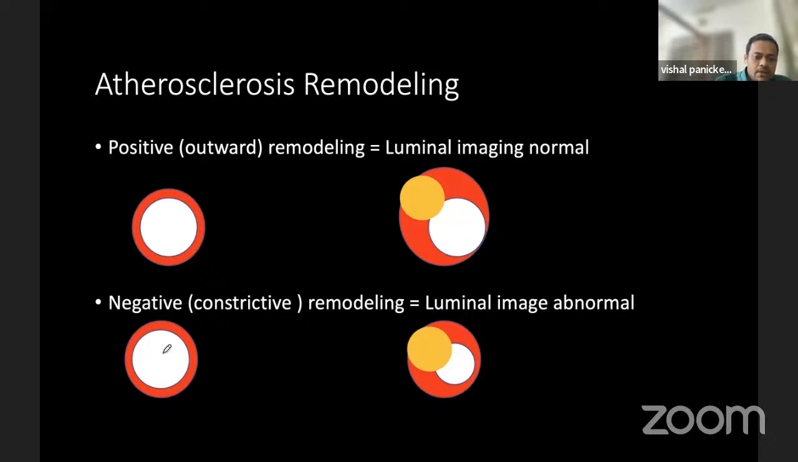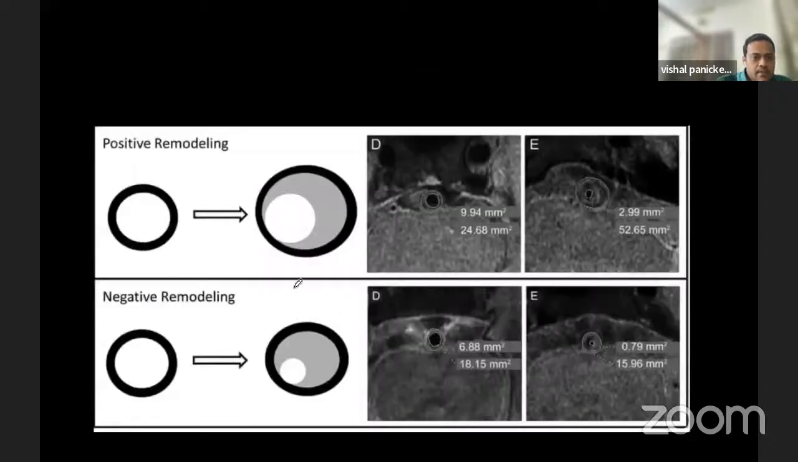In negative or constrictive remodeling, as there is formation of atheroma, the vessel is not enlarged, but the atheroma causes progressive constriction of the lumen, leading to stenosis. In these cases, the DSA will be abnormal initially. Even if it is a positively remodeled artery, ultimately there will be stenosis at a later time. This is a positive remodeling showing enlargement of the vessel wall, enlargement of the vessel, and the lumen is relatively normal. In negative remodeling, initially itself the narrowing of the lumen happens with thickening of the vessel wall.